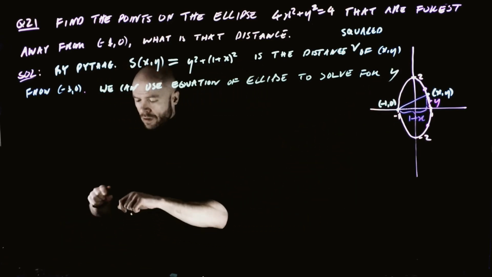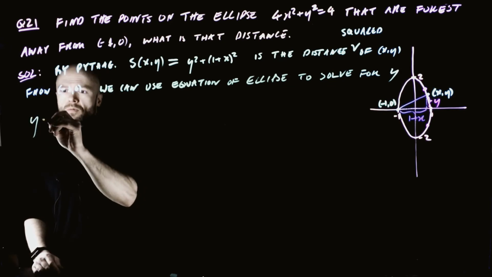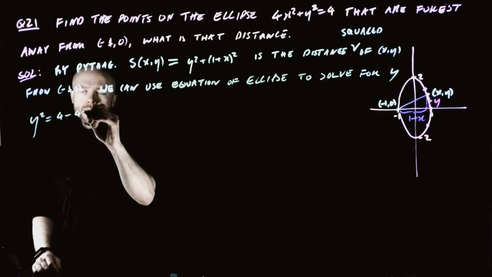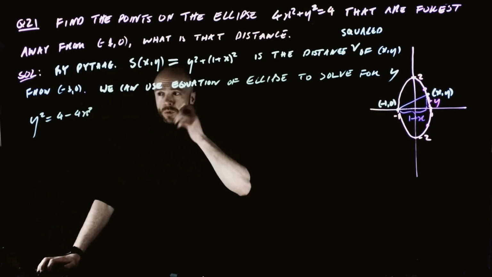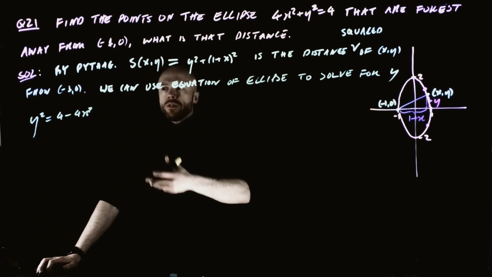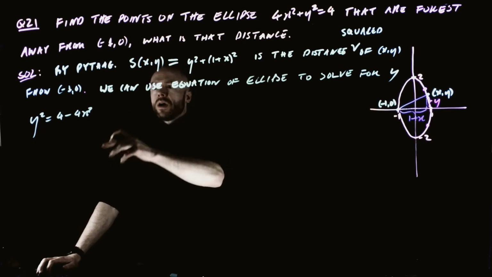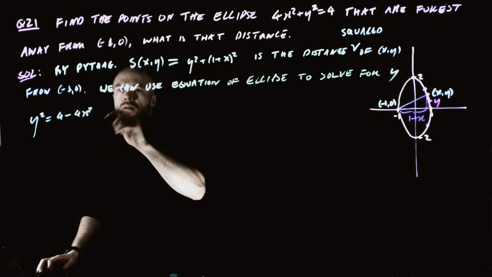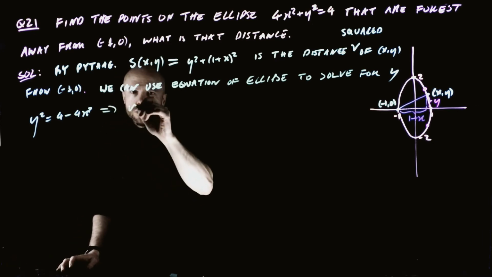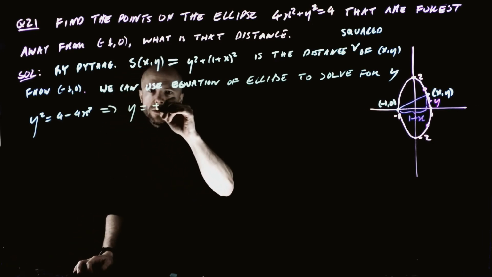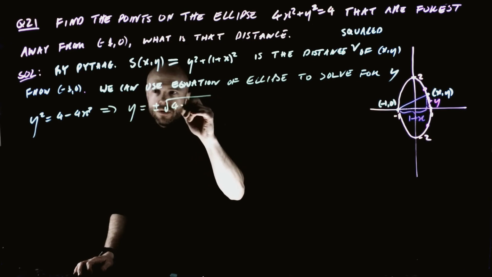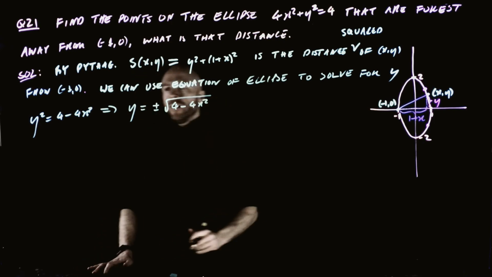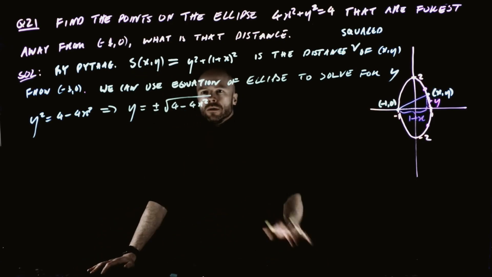Yeah. So we're going to have y squared is equal to 4 minus 4x squared. And we could further solve, and there's going to be two solutions. There'll be the positive solution, y is equal to this square rooted, and then the negative solution. So y is equal to plus or minus square root of 4 minus 4x squared. Yeah? And now this is our calculation.